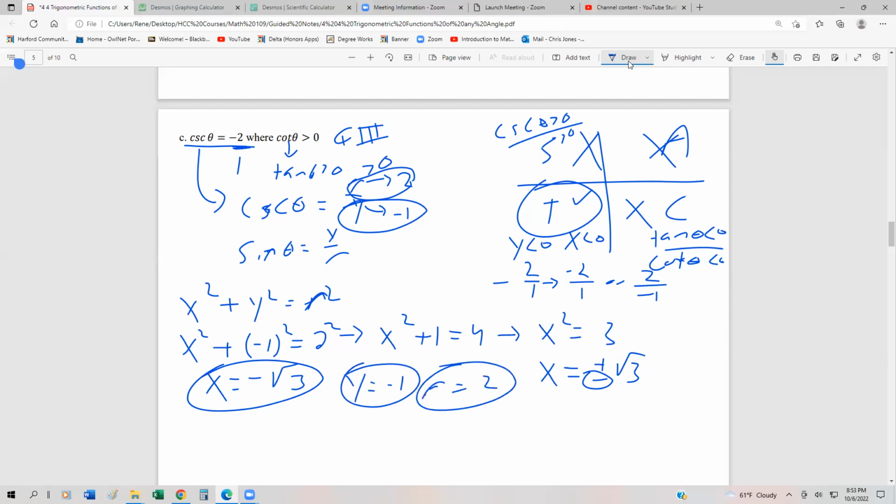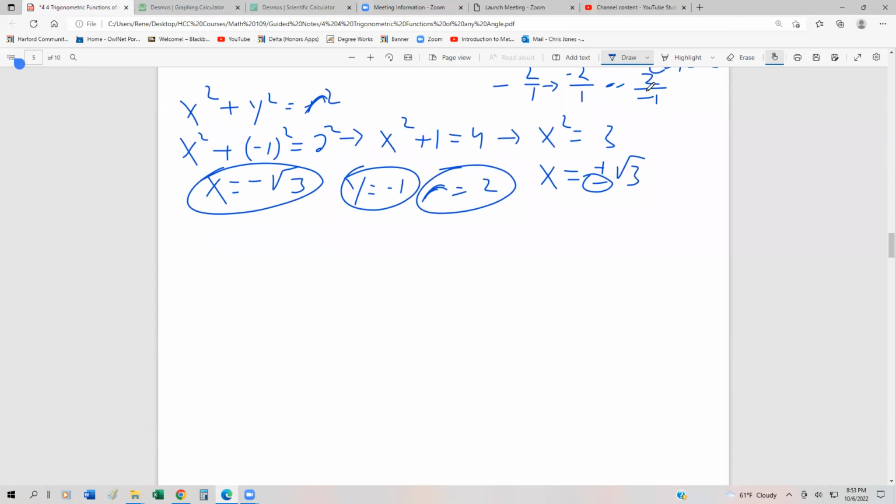So now we can go ahead and try to figure out what our 6 trigonometric functions are. Now remember, we had already that the cosecant was -2, and that means that we can find the sine function by taking the reciprocal, which is -1/2. So those are the easy ones. We know that the cosine function is going to be x over r. Now we know that x is negative square root of 3, and we know that r is 2. So the cos of theta is going to be -√3 over 2.